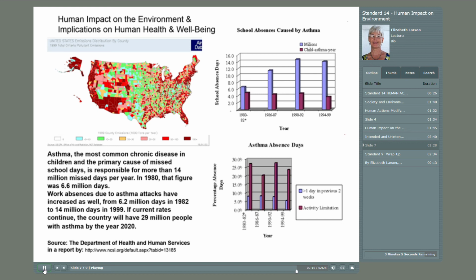Nearly half of all Americans, 133 million in fact, live in areas where air pollutants reach unhealthy levels as measured by the U.S. Environmental Protection Agency's Air Quality Index.